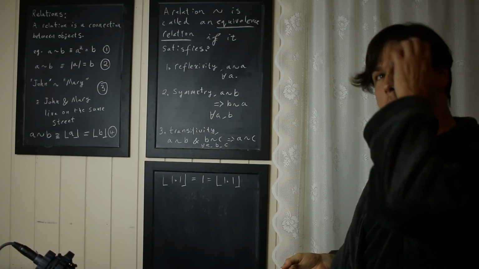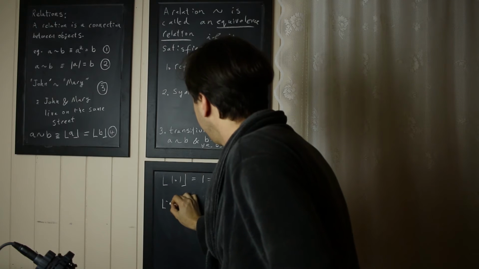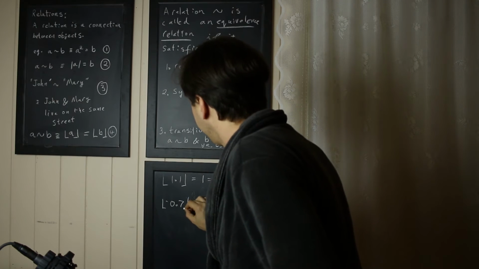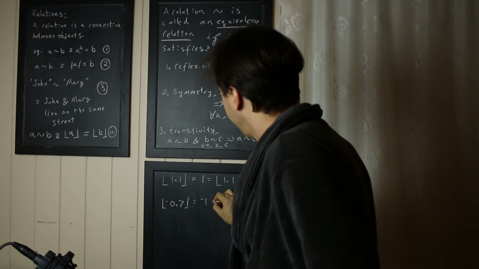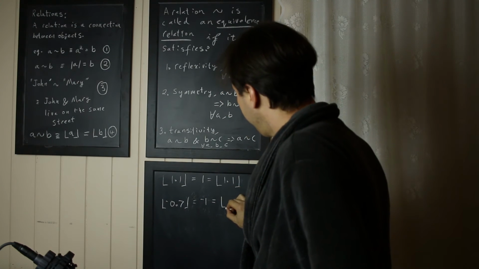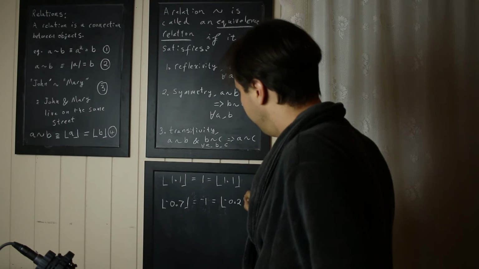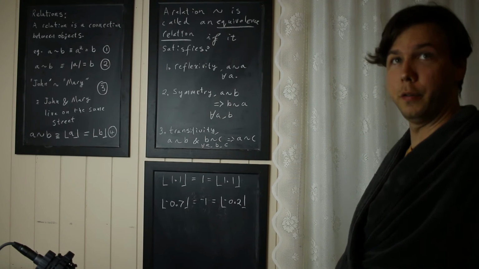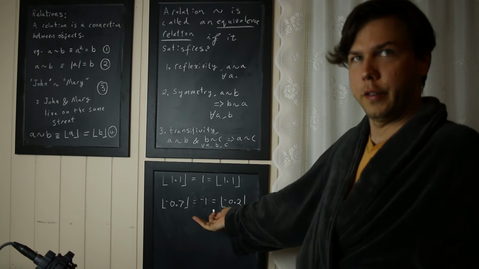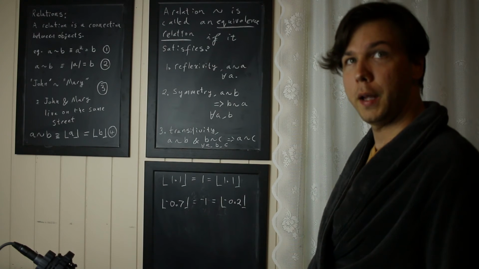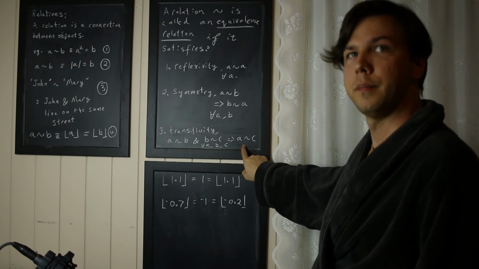2, is it symmetric? Okay, well, let's pick an example. Let's say I have -0.7. This operation rounds us down to -1, and that will be the same as rounding down -0.2. Okay, but if I reverse the order, it still works. So that's fine, that's good. So it's symmetric.